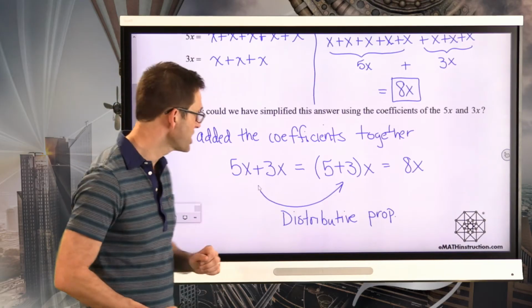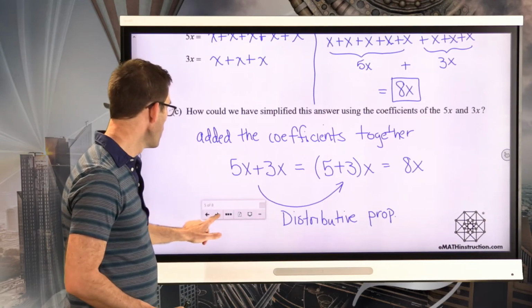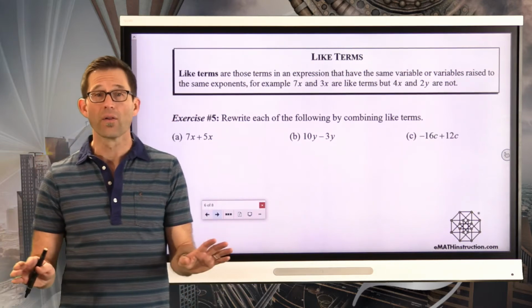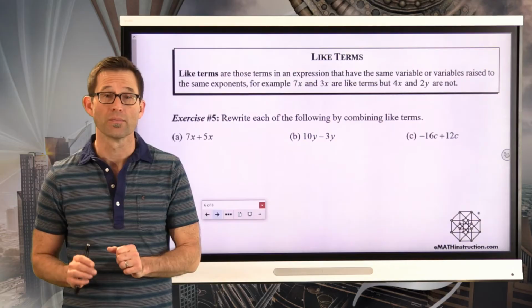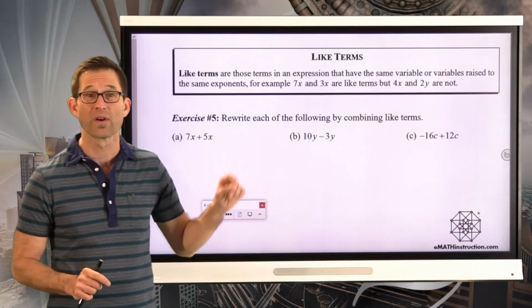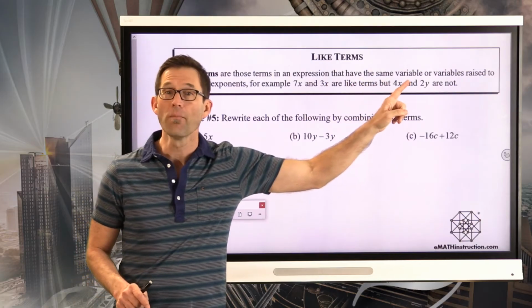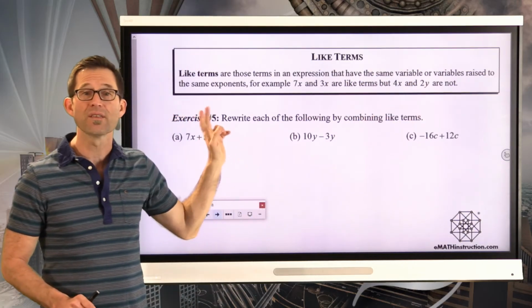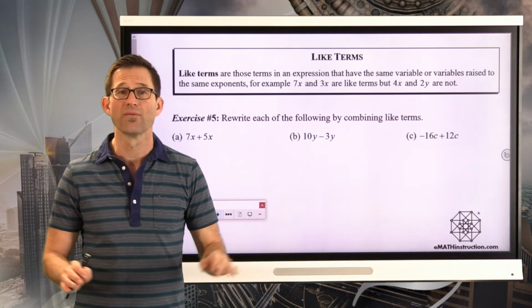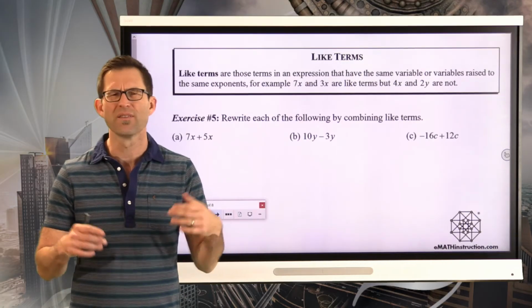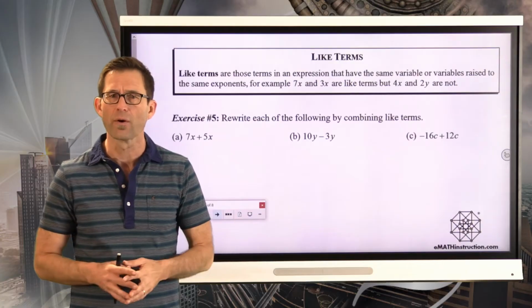And in fact, let's get some practice with this very simple idea. Like terms, right? So the whole title of this lesson is Combining Like Terms. So let's make sure we understand what a like term is. Like terms are those terms in an expression that have the same variable or variables raised to the same exponents. Now, the vast majority of time for us, the exponent is simply going to be to the first power. It's not going to be to the second power or the third power or whatever.